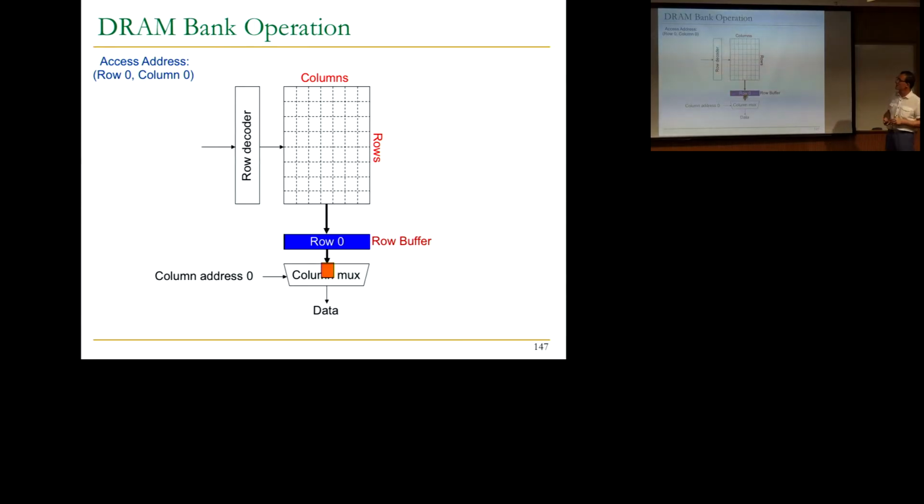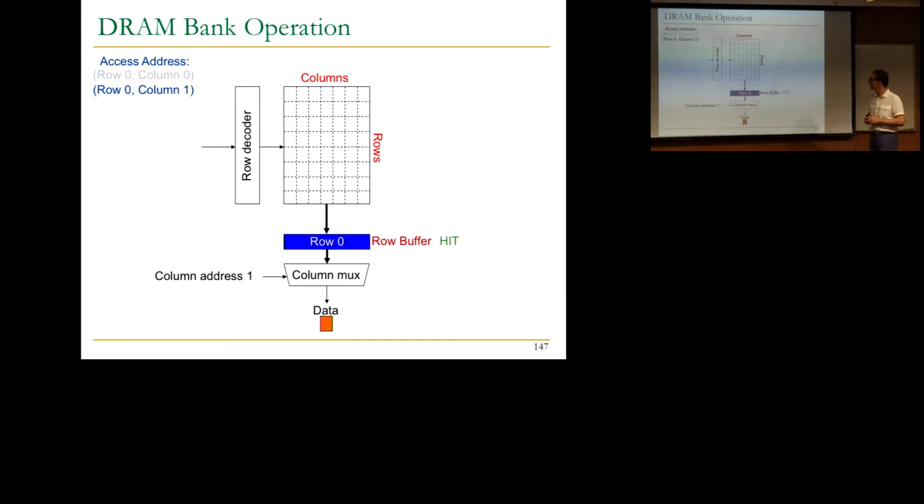Let's assume the next access is to row 0 and column 1, in the same row. Now this is a row buffer hit. The memory controller realizes that the row is already open, so I don't need to send an activate over here. I just need to send the read command with the column address, and it gets the data again.